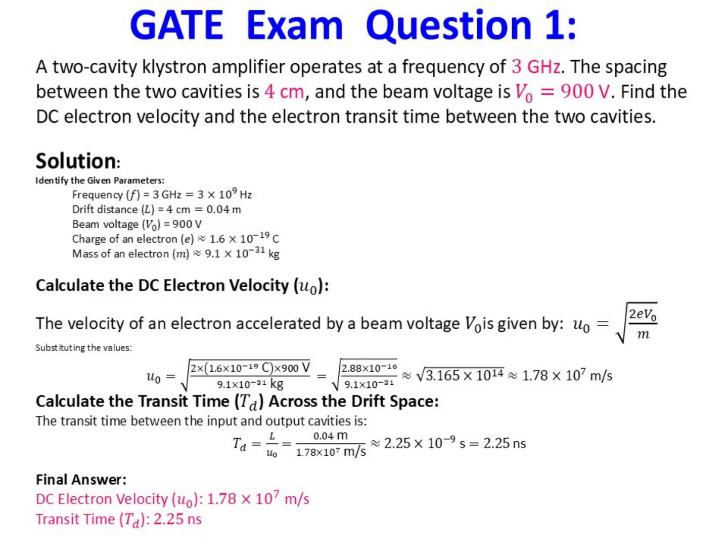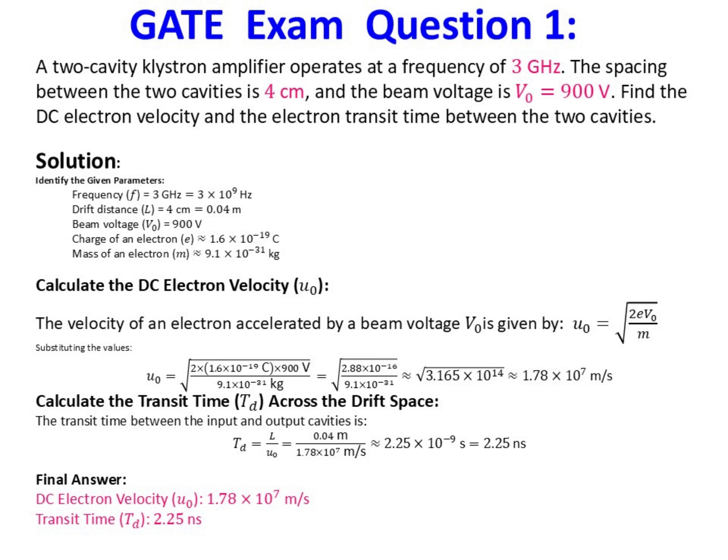Now let us apply the same concept to a GATE-type numerical problem. The problem gives the operating frequency, the distance between the two cavities, and the beam voltage. We are asked to determine two quantities. First, the DC electron velocity, and second, the transit time between the two cavities.